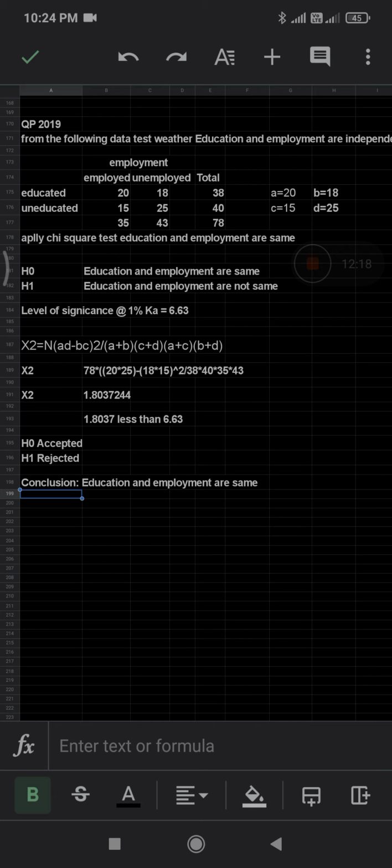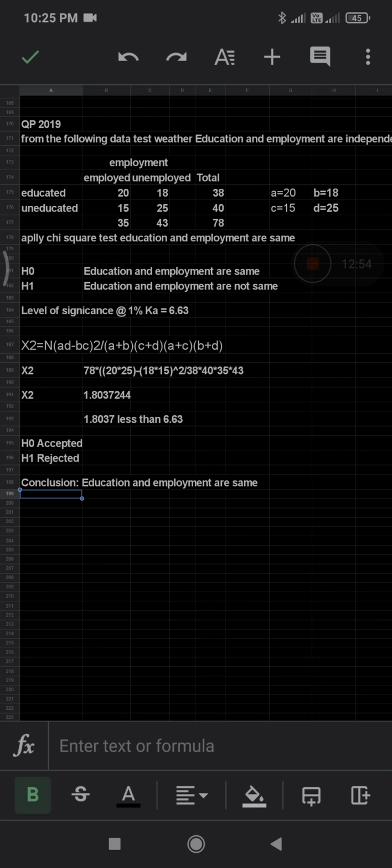Important here is the H naught calculation, and H1 and your level of significance, then the calculation part. Many students are going to make the calculation wrong, so everyone should use a 12-digit calculator, otherwise you are not going to get the answer. I got it here because I'm using the Excel sheet calculation. So everyone should use the 12-digit calculator, then you will get the perfect answer.